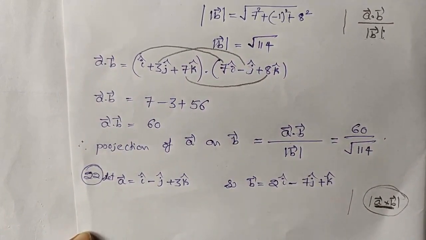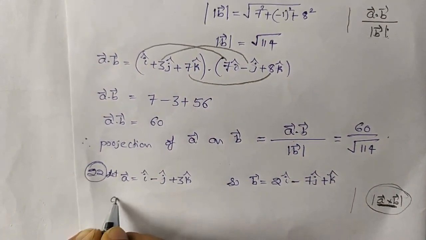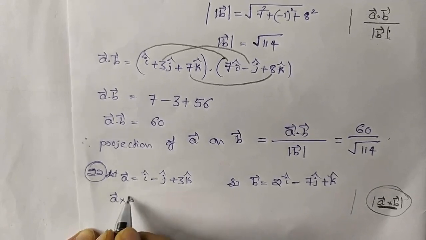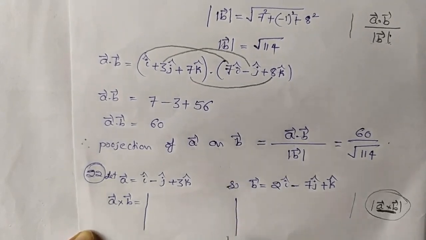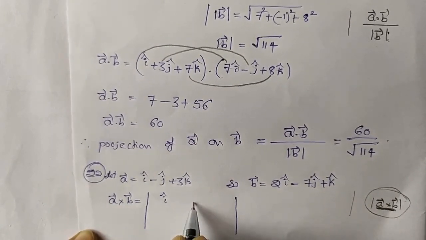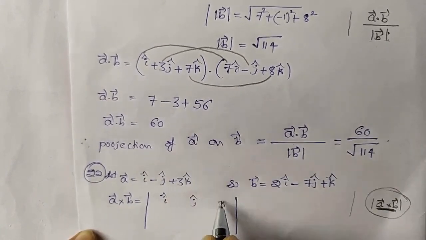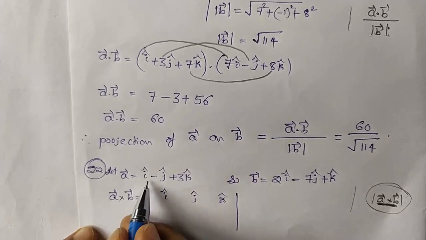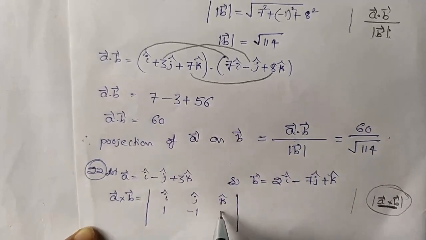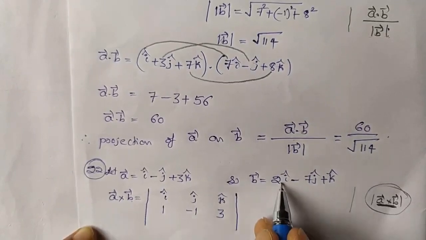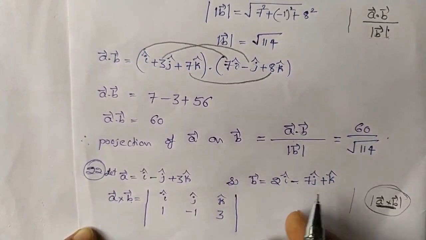So first to find A cross B, the cross product of A and B. How to find A cross B? By using the determinant method. First write i, j and k. After that write the components of the A vector: 1, minus 1 and plus 3. For the B vector, write the components of the B vector: 2, minus 7, plus 1.